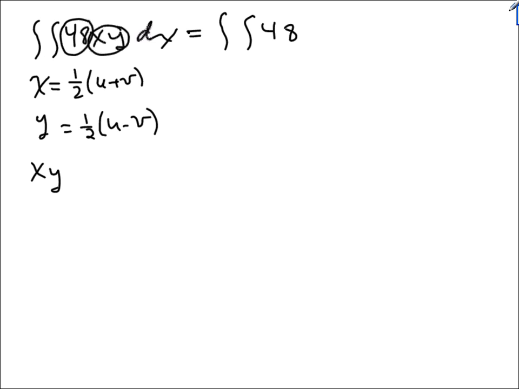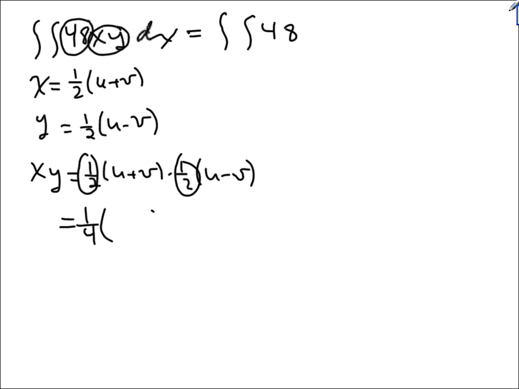X times y. The order you multiply is up to you. I want to do a half times a half, a quarter, and take that answer, multiply it by u plus v times u minus v, which is u squared minus v squared. Okay, and I left out a dy, excuse me. So xy is 1/4 times u squared minus v squared.